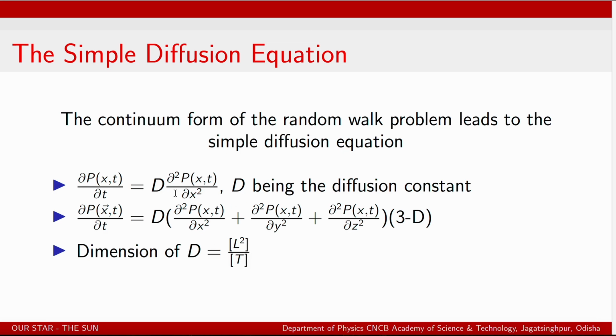So if the diffusion constant goes to 0, that means there is hardly any diffusion, or the diffusion is very slow. And if the diffusion constant is a high number, then we can say that the diffusion is very rapid.